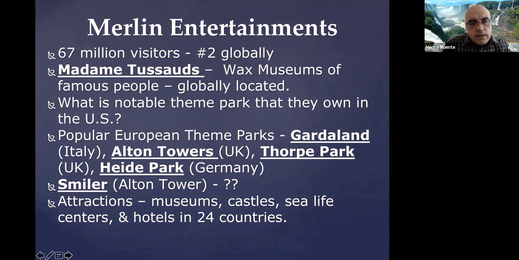Smiler. Smiler is located in Alton Park, and Smiler is a famous roller coaster, and it's famous for the fact that it has 14 inversions. 14 inversions essentially means 14 loops, and it's the most loops in the world. So again, Smiler, which is located at Alton Park, holds the record for having 14 inversions. In other words, inversions means loops, and it's the most in the world. Most loops in the world, 14, Smiler.